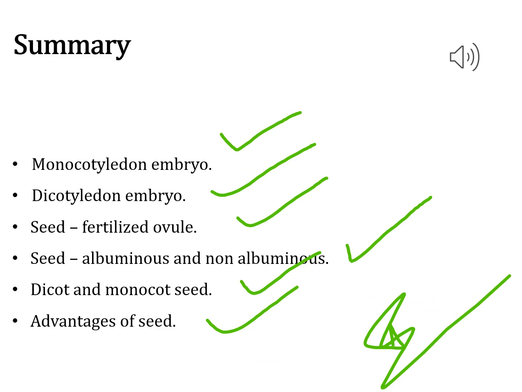The last content of today's session is the summary. Today we discussed embryo development, in that the dicot embryo and monocot embryo, and seed development, in that the monocot seed and dicot seed. In particular we discussed non-albuminous seeds and albuminous seeds. And finally we discussed the advantages of seeds and viability of seeds after dispersal.